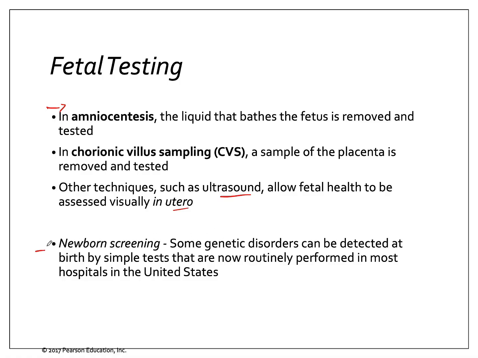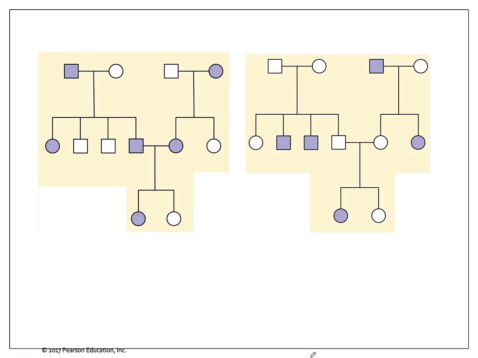When a baby is born, they take a ton of blood samples and do tests for other genetic disorders at that point. And then there are other genetic disorders that are tested for throughout life as children age. Here I've got two examples of pedigrees, one of which is a dominant trait and one of which is a recessive. I want to give you some practice here at recognizing dominant and recessive disorders.